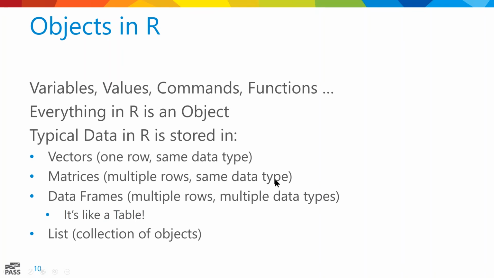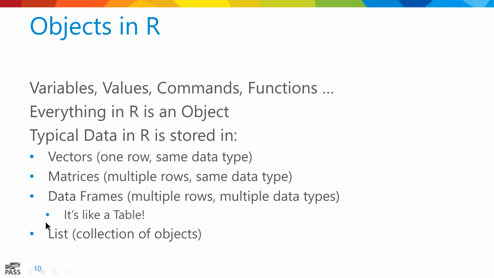Matrices are multiple rows of the same data type. So you have multiple rows and multiple columns, but they're all going to be the same data type, whether numeric or character. And then data frames, these are like tables. They can have multiple rows and multiple data types in them, and they work mostly like tables. In R, as you start working with data, data frames is where you'll spend a lot of your time. A lot of your data will be in data frames.